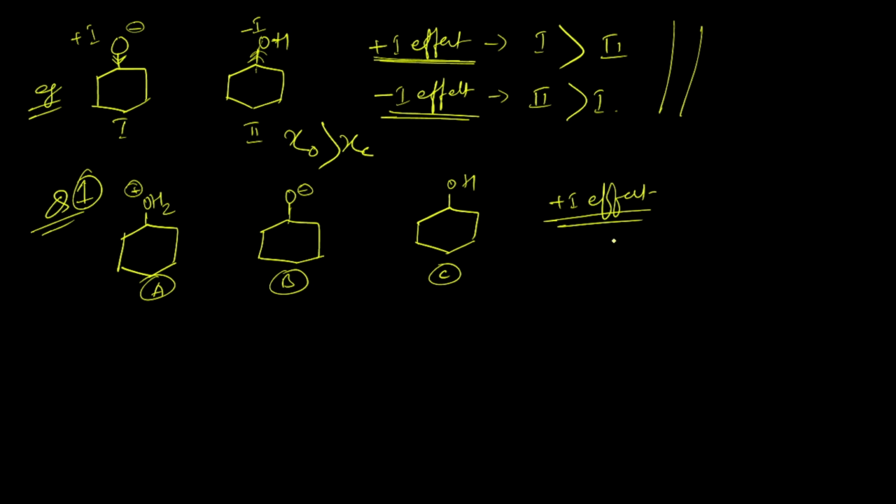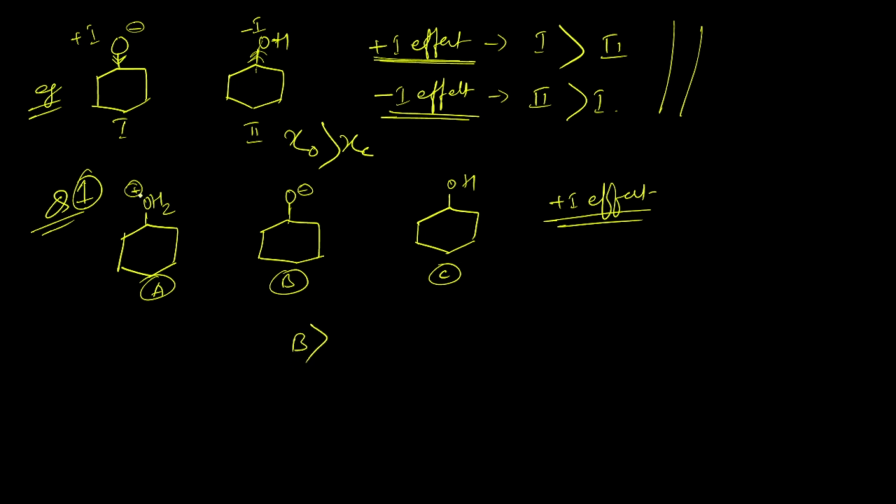Now we will see what the plus I effect is. Plus I effect means it has an electron releasing tendency, right? Here the positive charge is on oxygen, so this oxygen can't release because it does not have electron density. If the oxygen has no electron density, how could it be released? Here the negative charge is there, meaning electron density is more, so it can donate. So in that trend, B will have more plus I effect.